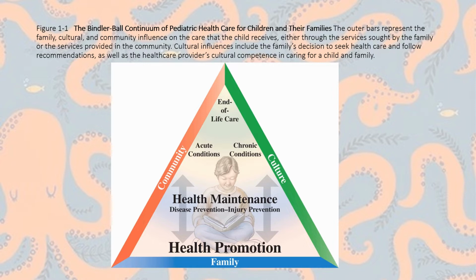This is from your textbook, figure 1-1, and this basically is a visual representation of what they mean by the continuum of care as far as health promotion. So obviously the family has the most influence on the child's health promotion, and we can just help support that with education. But other influences on health maintenance and health promotion are the community and the culture. So any place in this area that we can contribute to health, we try to maximize what we can.